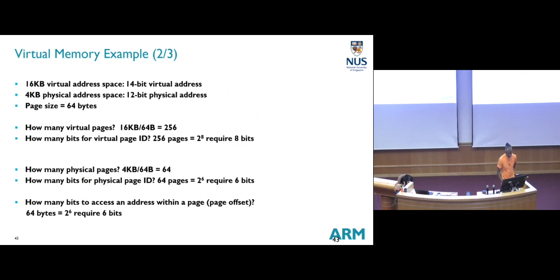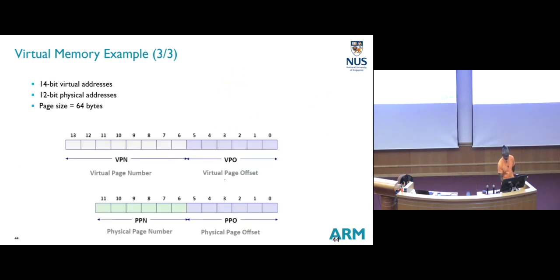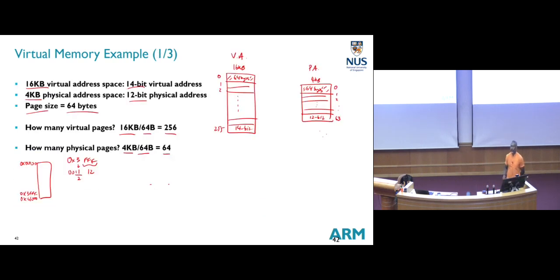How many bits do I need to specify each virtual address to physical address? The bits that we have, we need to break up into two parts. One is called the page offset, the other is called the page number. So what is the page offset? The page offset is for me to access the information within each page. So this 64 bytes, if I zoom in here, I have a total of 64 bytes.